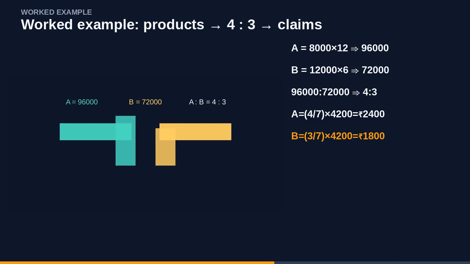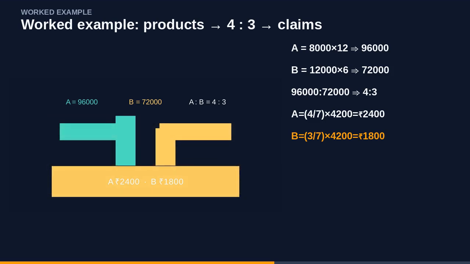A's weight equals 8,000 times 12 equals 96,000. B's weight equals 12,000 times 6 equals 72,000. Parts: 96,000 to 72,000 equals 4 to 3. A equals 4 divided by 7 times 4,200 equals rupee 2,400. B equals 3 divided by 7 times 4,200 equals rupee 1,800. Rupee 2,400 and rupee 1,800.